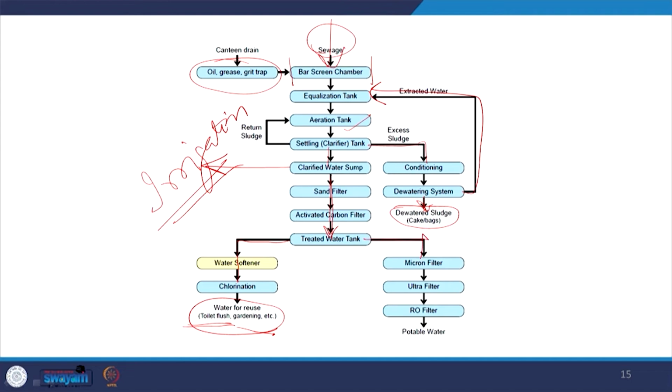However, if we take it further through micron filter or ultra filter, RO filter, we can get potable water. So, we can get 3 levels of treatments here depending upon the purpose for which this water is going to be used. So, we do not need the highest level of treatment, the tertiary level of treatment, for all the wastewater. We have to optimize on the resources depending upon our requirement.